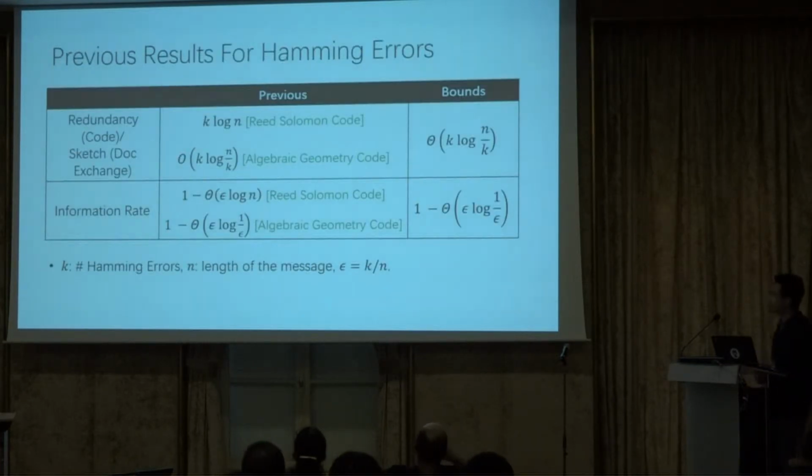For the case of Hamming errors, these two problems are extensively studied. As you can see in this table, we have constructions from the Reed-Solomon code and the algebraic geometry code. The construction from the Reed-Solomon code almost meets the lower bounds, especially for the case when k is small. And for the construction from the algebraic geometry code, the parameters already meet the lower bounds.